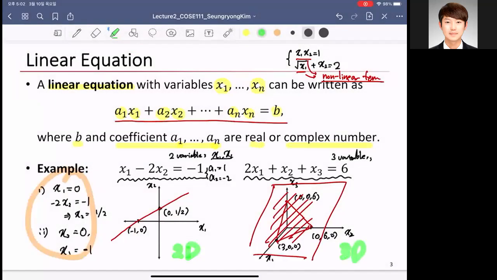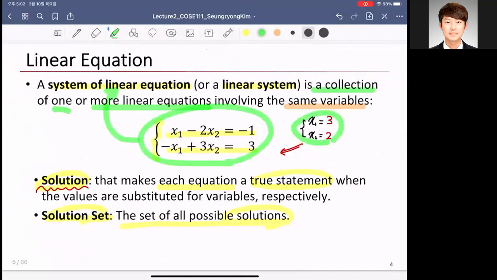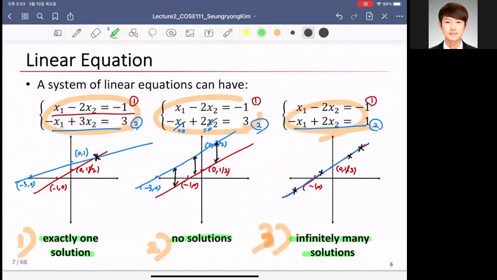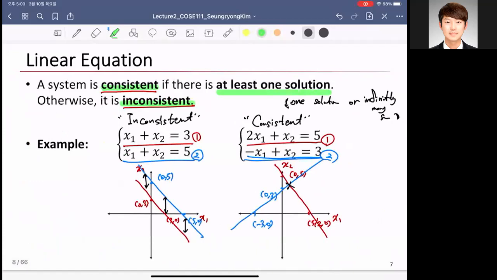So we started with the definition of the linear equation, the definition of the solution and solution set, and how to solve this linear system. In high school and middle school, you just find the solution with the intersection of two lines or planes. There are three kinds of possibility for the solution set: exactly one solution, no solution, or infinite solutions. A system is consistent if there is at least one solution. Otherwise, it is inconsistent, right?